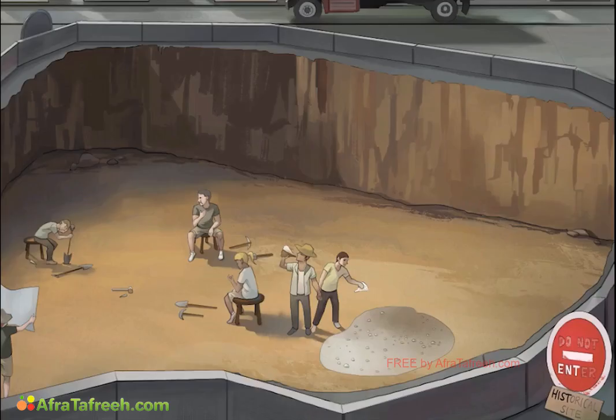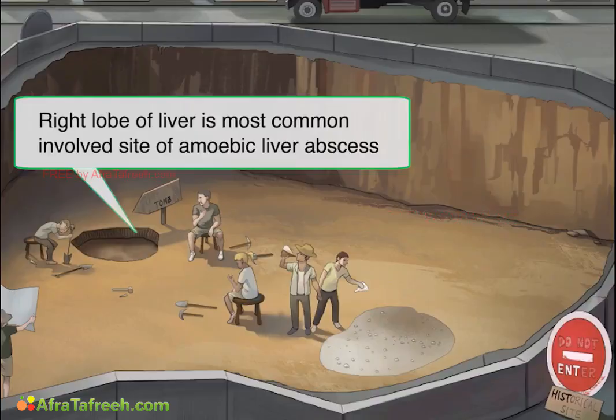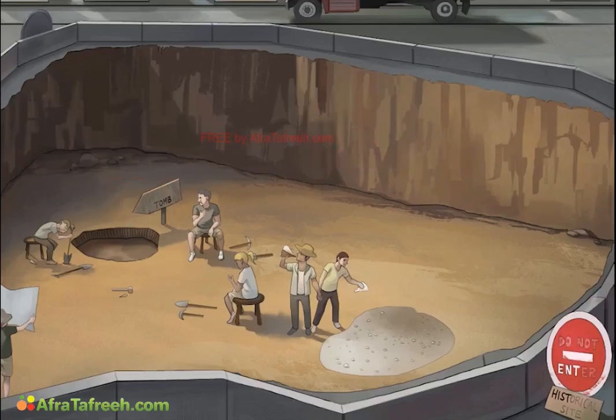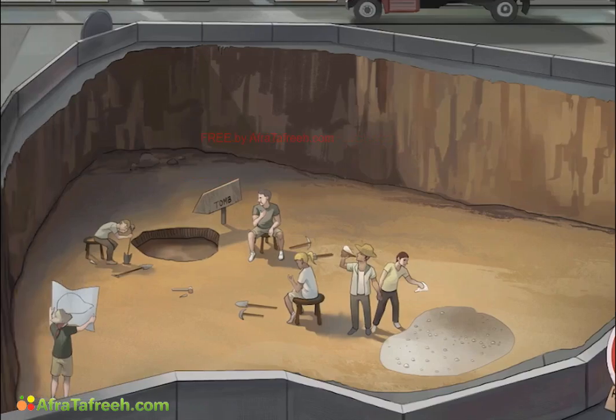So this is where our liver-shaped dig site comes into play. You'll notice that on the left side of the sketch, we have some archaeologists digging for a tomb in a very particular spot, in what would be the right lobe of the liver. We did this because this is the most common site that's involved for amoebic liver abscesses. This is also shown with a guy holding the map, which sort of looks like a CT scan of the liver. Although 70 to 80% of the lesions are solitary, there can also be multiple lesions.